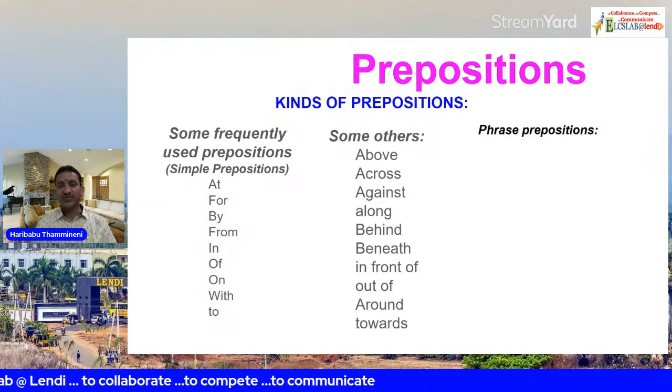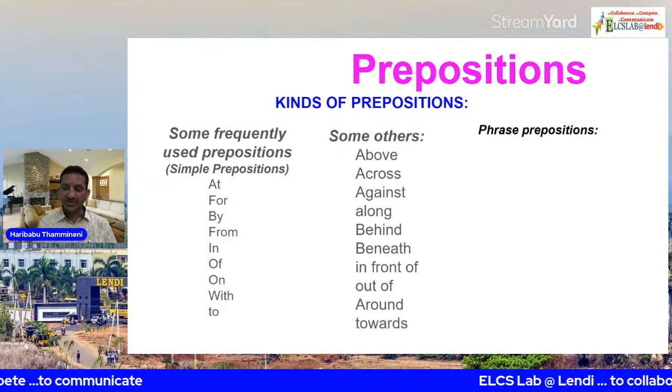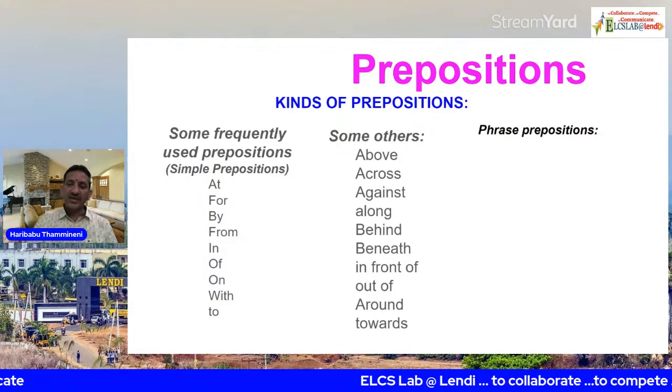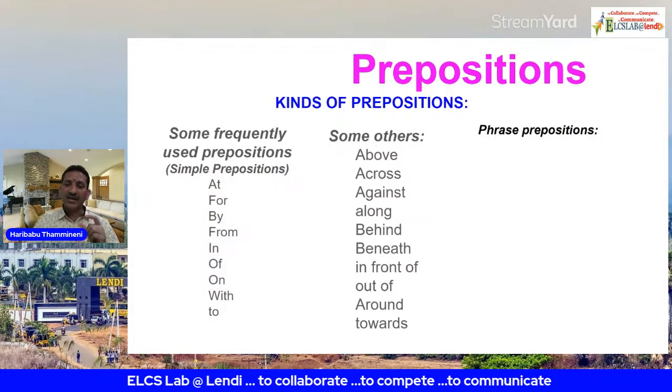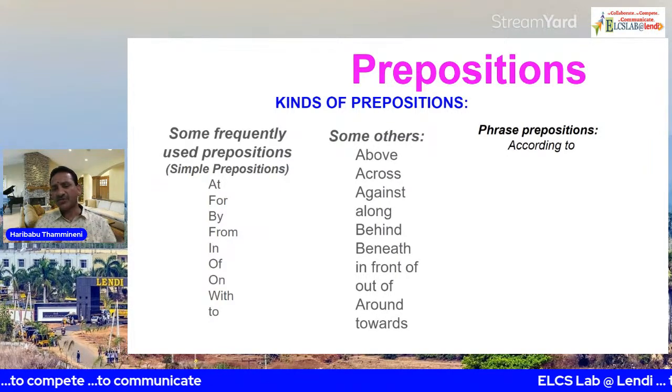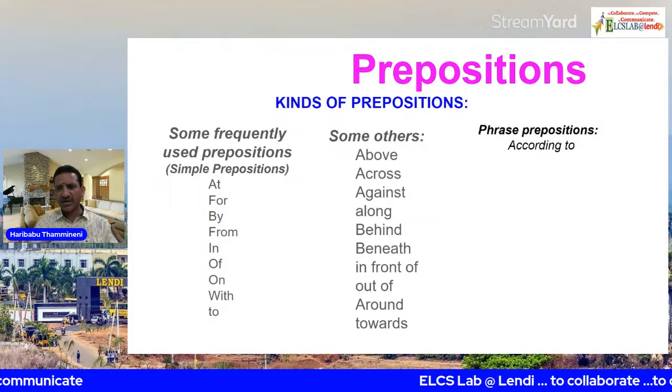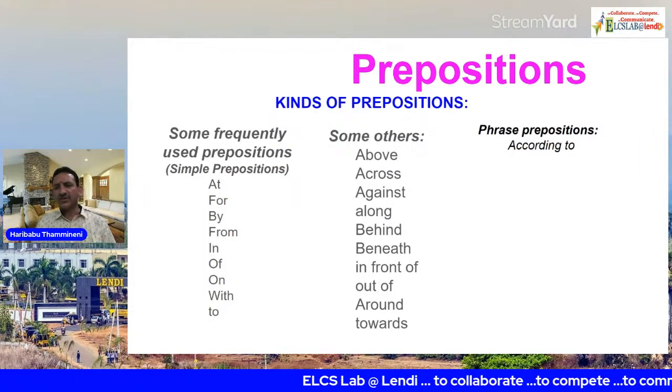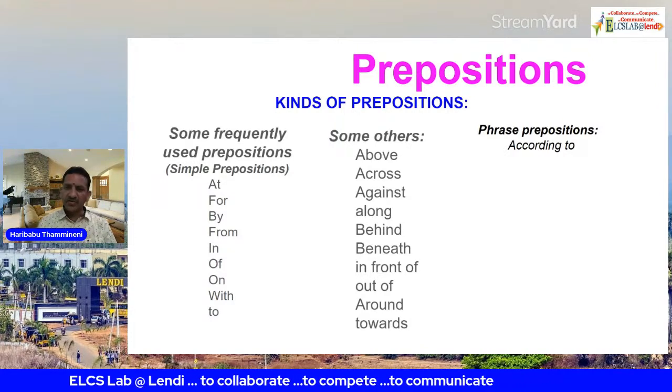Phrase prepositions, these are very interesting. The other kind of prepositions is phrase prepositions. Just now, when I was discussing the definition, I gave you a hint of phrase prepositions, how they become phrase prepositions. These are a little bigger. These are again added to a different word. Maybe they are followed by a verb or a noun or an adjective.